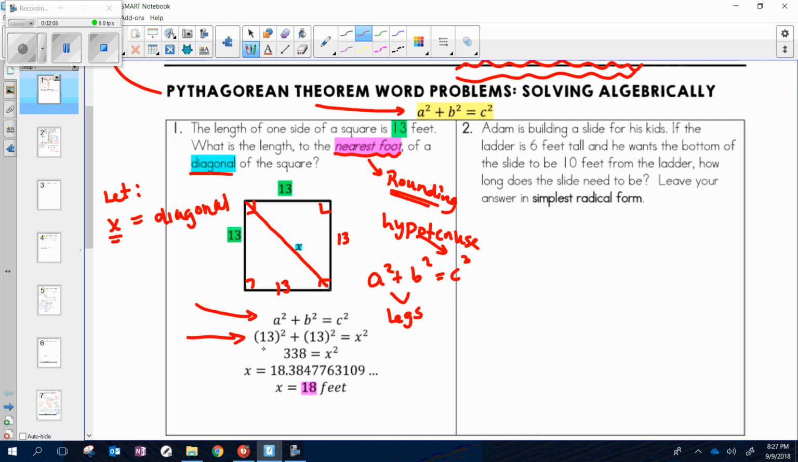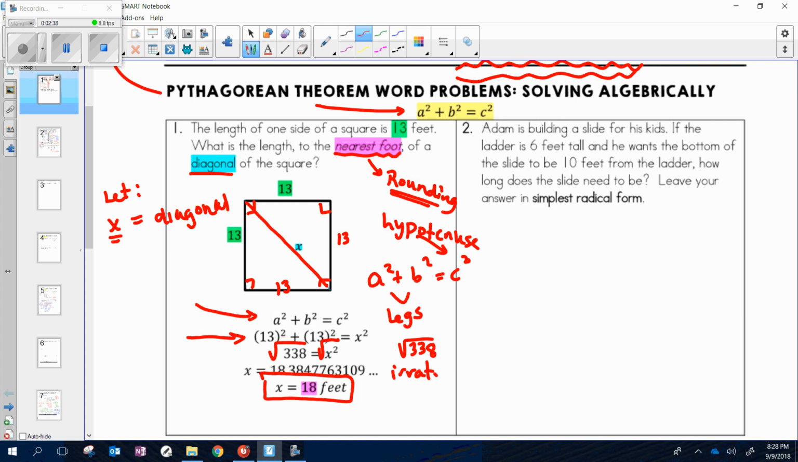So we got 13 squared for one side, 13 squared for the other side. Add those together, 338. The step that's not shown here is to get rid of the square, we had to take a square root. So on my calculator, I did the square root of 338, and I got 18.38477, dot, dot, dot. It's an irrational number, if you remember from earlier on. So x equals 18 feet, rounded to the nearest foot.